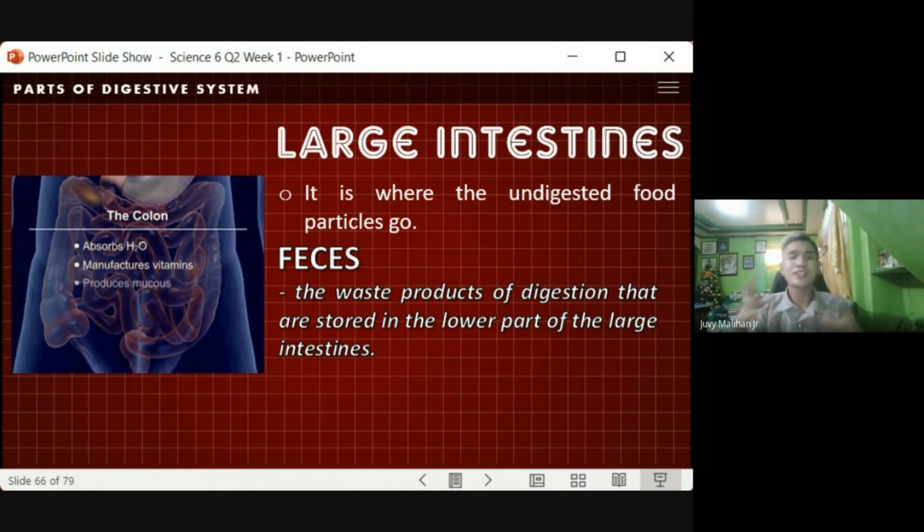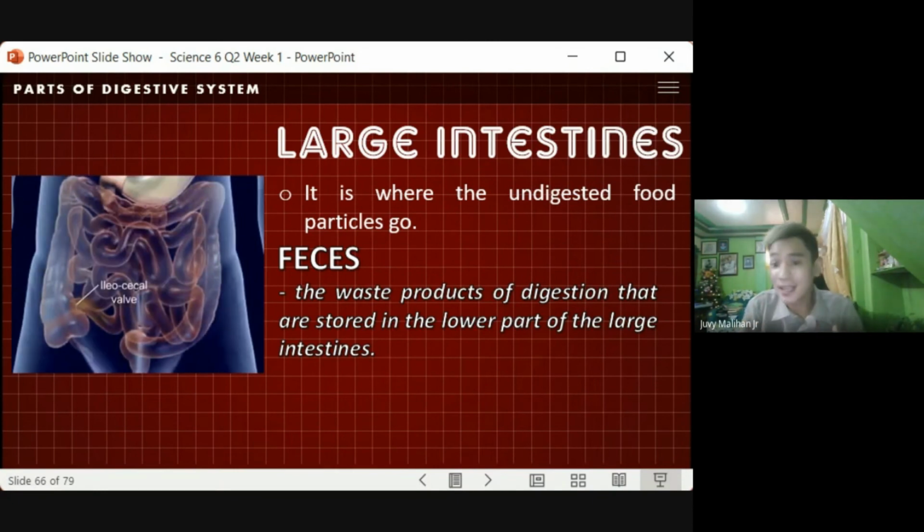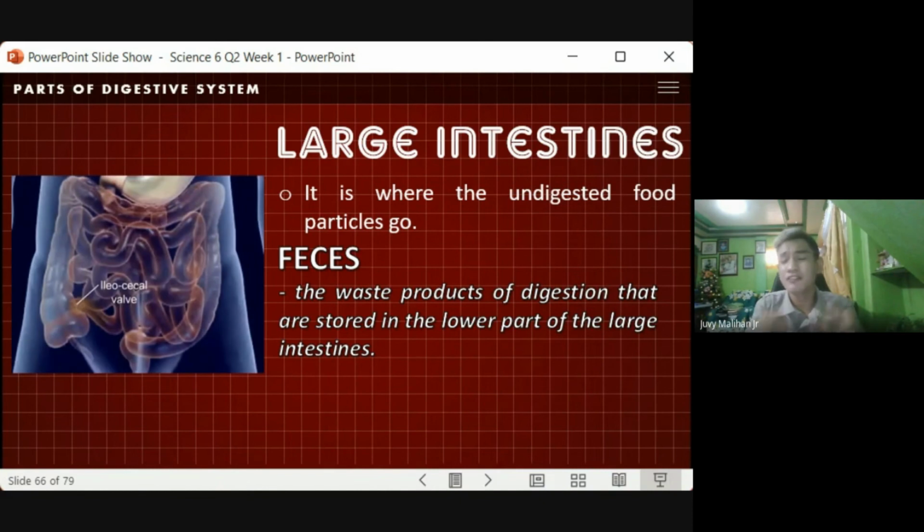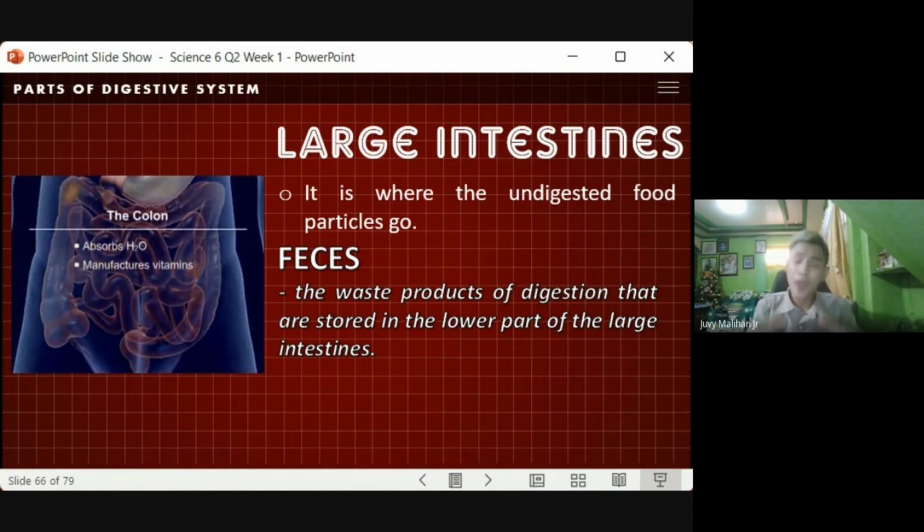Okay, so in other words, class, these are the solid wastes that are collected in the rectum and eliminated through the anus. Now from that, you can see the difference between rectum and anus. The rectum is where the solid wastes or the feces are being collected, and the anus is where the feces or the solid wastes are being eliminated.